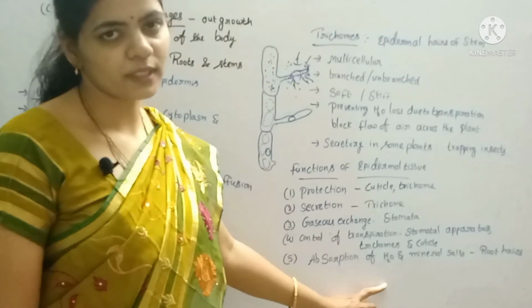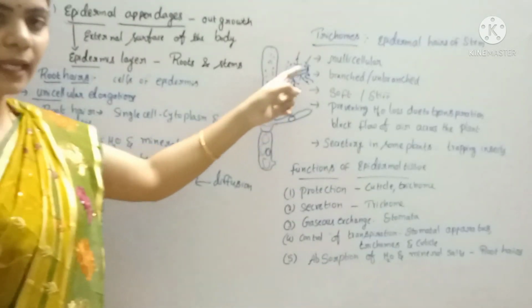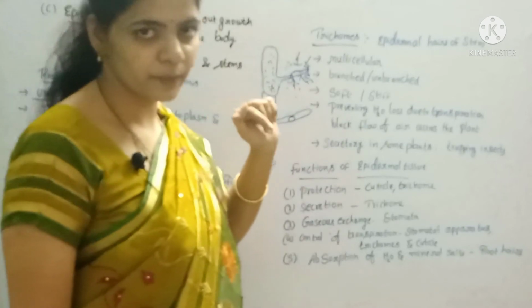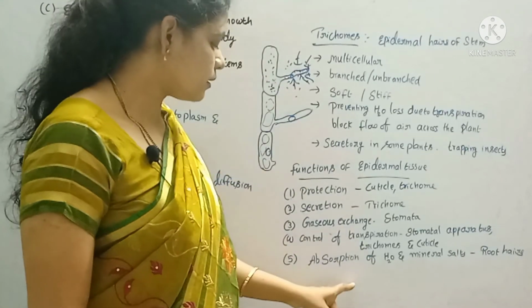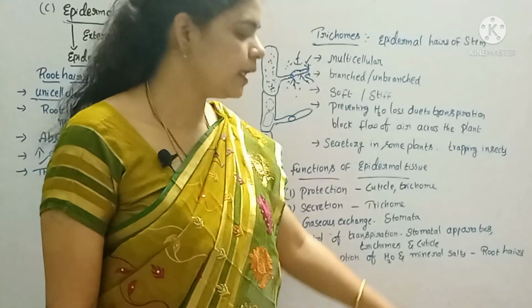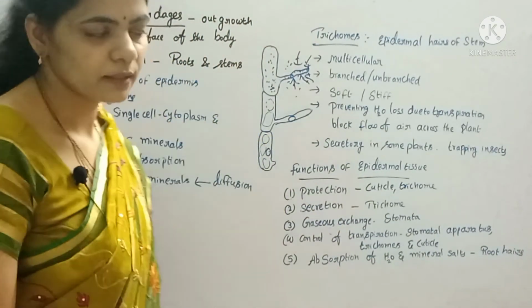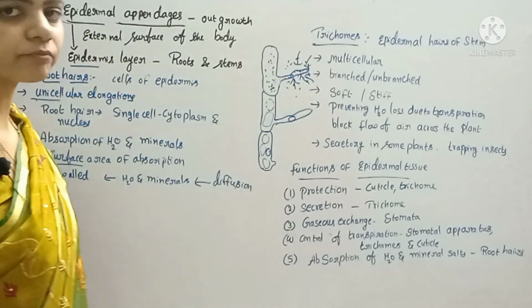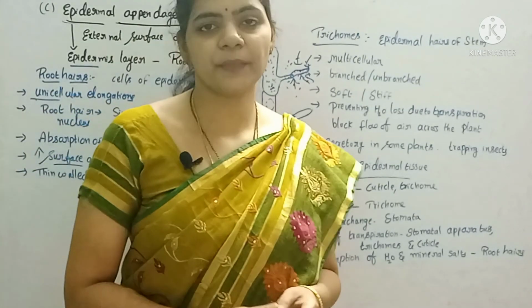Next, absorption of water. Here we have studied that root hairs help in the absorption of water and mineral salts. These epidermal cells help in absorbing water and mineral salts from the soil by means of the root hairs. So this is about the epidermal cells or epidermis.